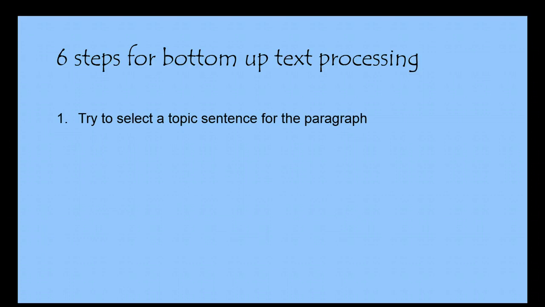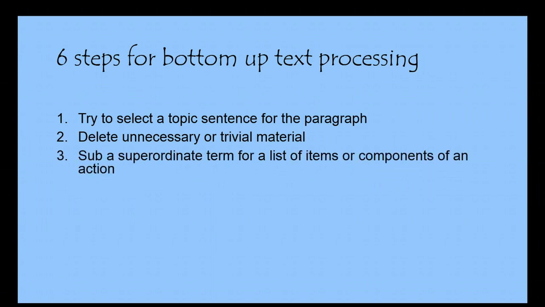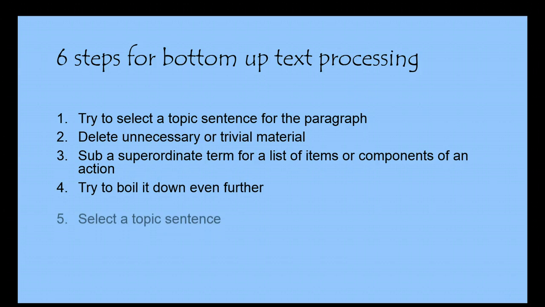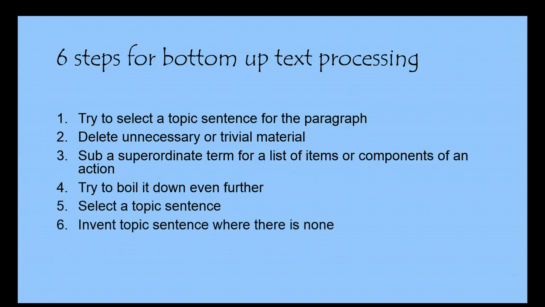So there's 6 steps for doing this. Number 1, try to select a topic sentence for the paragraph. You might not be able to find one, or you might be able to. It's easier if you can find one, but you won't always be able to. Next, you want to delete unnecessary or trivial material. Next, you want to substitute a superordinate term for a list of items or components of an action. Try to boil it down even further. Now you should be able to select a topic sentence, and if there isn't one, you should be able to invent one.